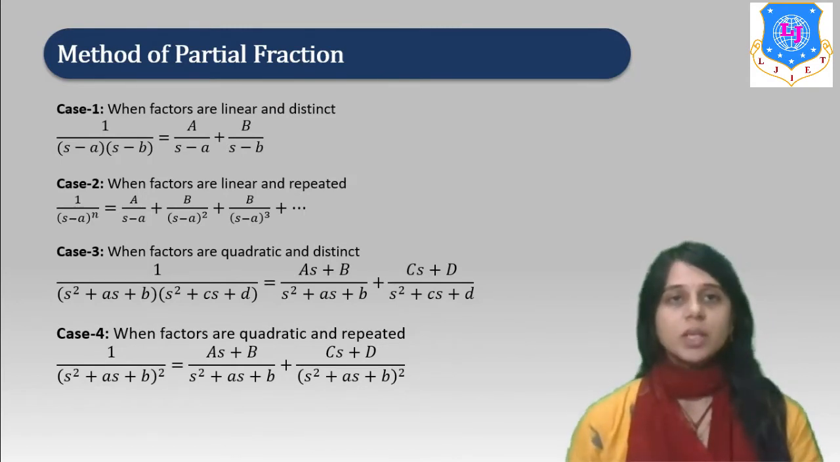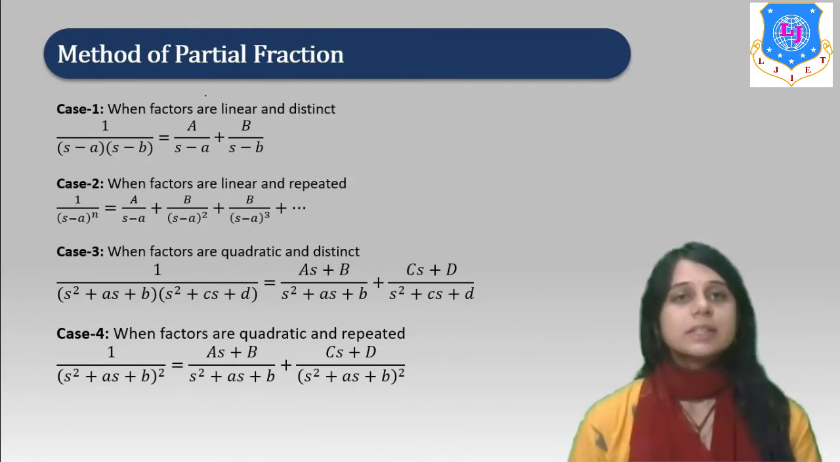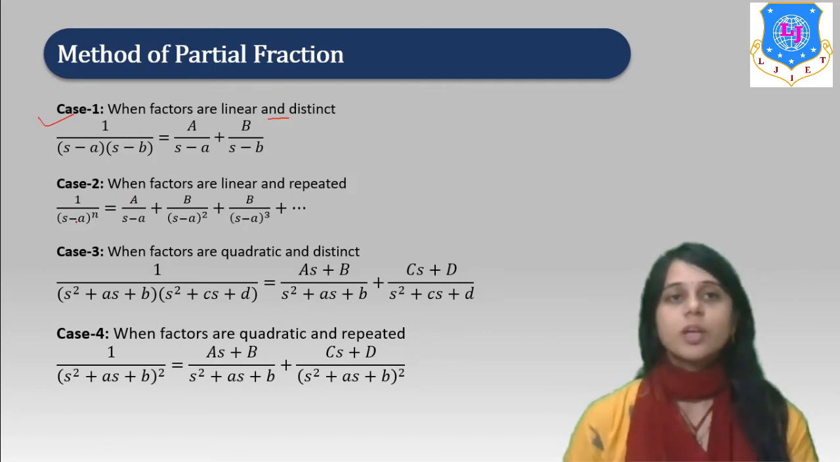First of all, the method of partial fraction. When factors are linear and distinct, we say 1 upon (s minus a)(s minus b), then we take A upon s minus a plus B upon s minus b. This is our case 1. Case 2 says the linear roots are repeated, so (s minus a) raised to n. So we create a polynomial in the denominator: s minus a plus (s minus a) whole square plus (s minus a) whole cube. So both are linear formations.